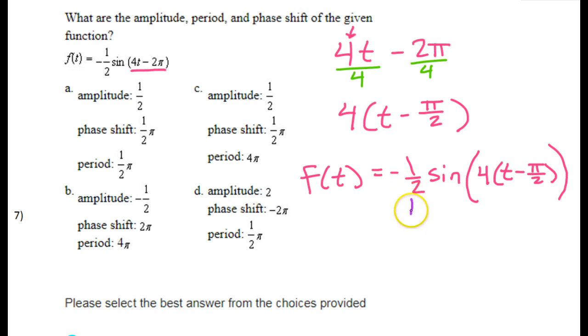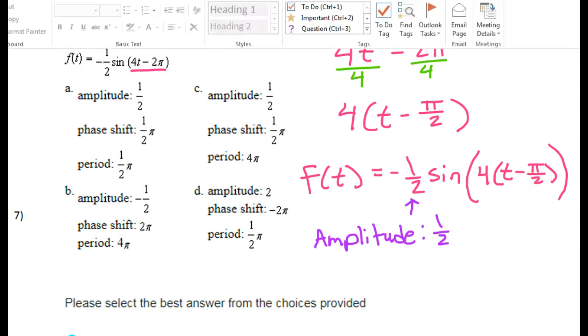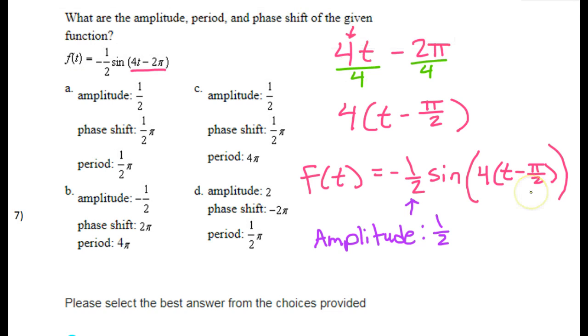The amplitude is going to come from this a value. So because of the negative 1/2, I know that the amplitude is going to be 1/2. Amplitude is always positive. Now, the phase shift is going to come from this area, which is the main reason why we had to factor the 4 out.